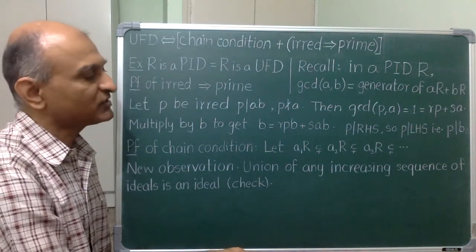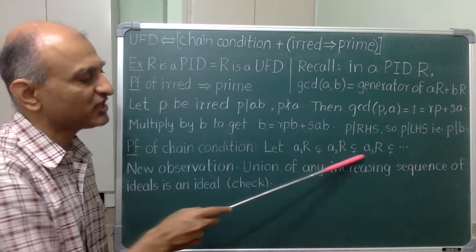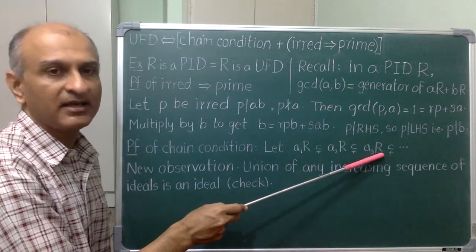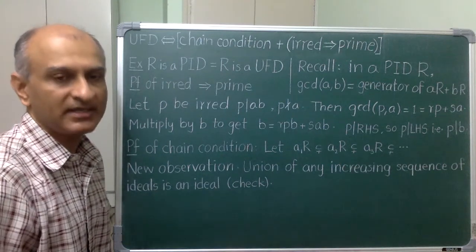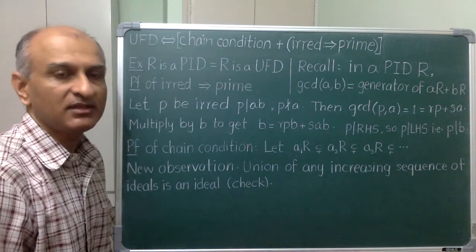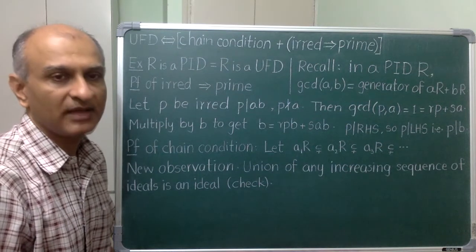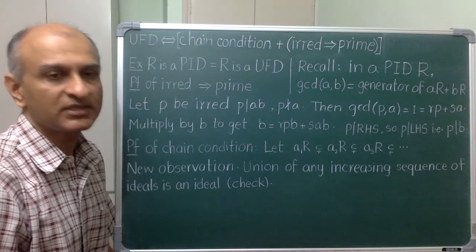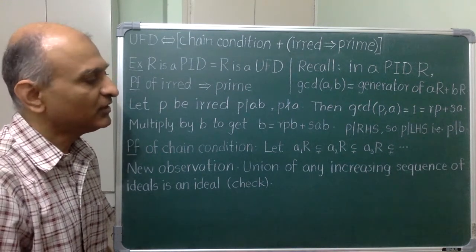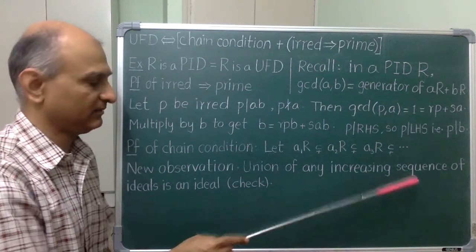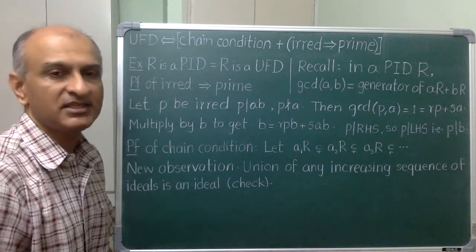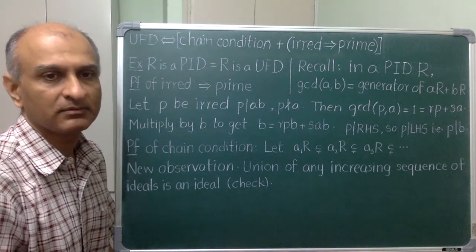Okay, now suppose I am given an increasing chain of principal ideals and I need to show that it terminates. Here a small new idea is needed. In general, union of ideals is not an ideal because it may not be closed under addition. But union of an increasing chain of ideals is an ideal. You should check this and see if you can complete the proof.